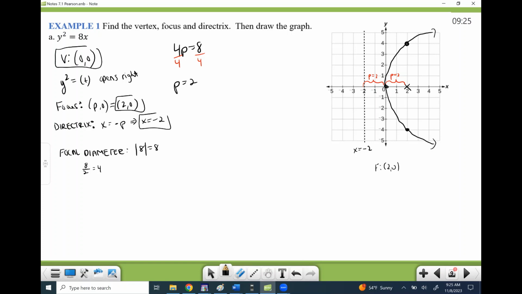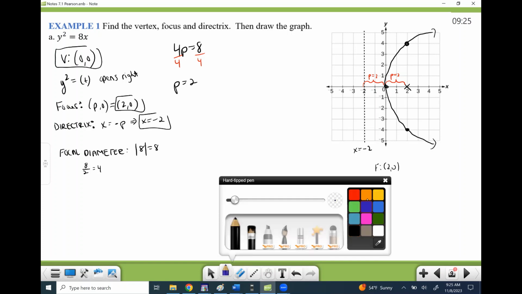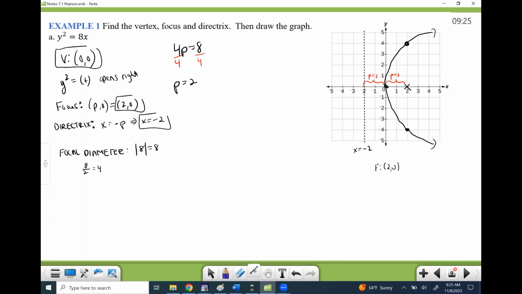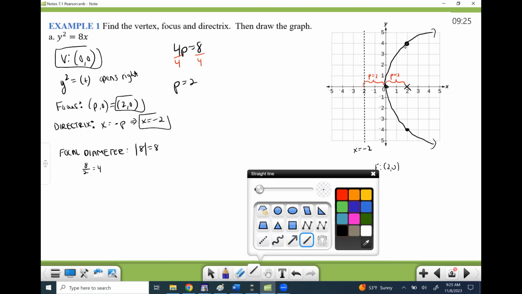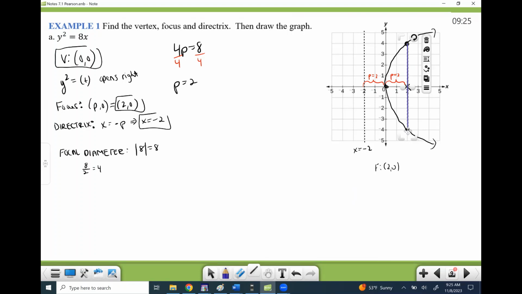Now, because we went 4 in each direction, that's going to make this line right here be 8 long, because we went 4 here, we went 4 here. So that means that this line should be 8, which it's supposed to. We just got done saying that the focal diameter should be 8. So that's a quick way to get a couple more points to see how wide it goes.